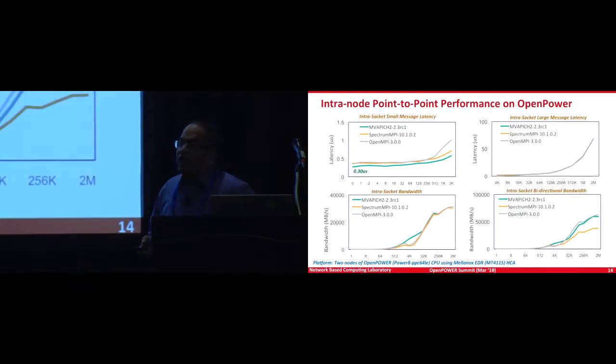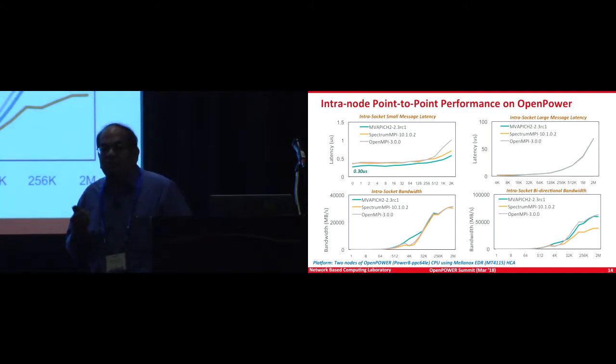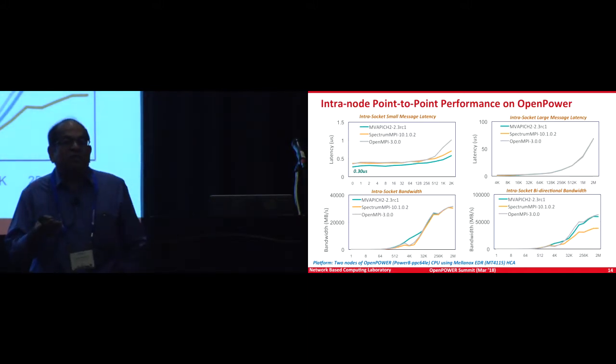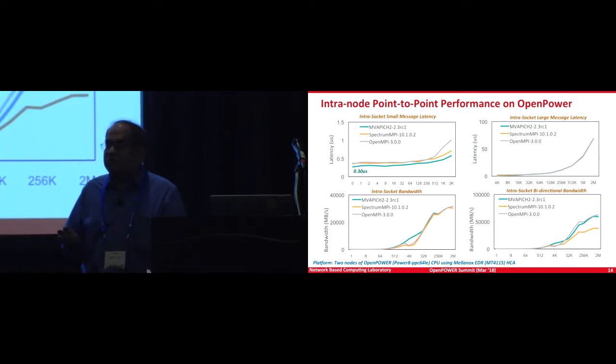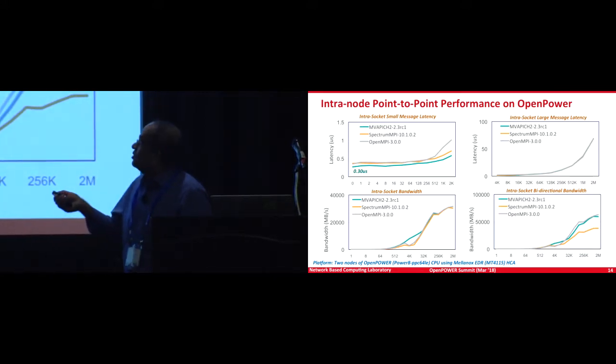This is where I will try to show a lot of performance numbers, just to illustrate what kind of performance you can get from the system. Here I will be comparing not only our MVAPICH2, but there are two other stacks in the community. Some of you might know them: OpenMPI, and the IBM Spectrum MPI that has been very much geared towards OpenPOWER.